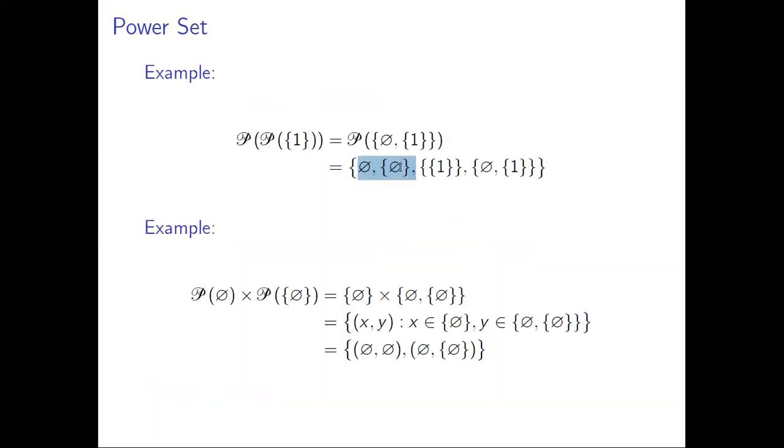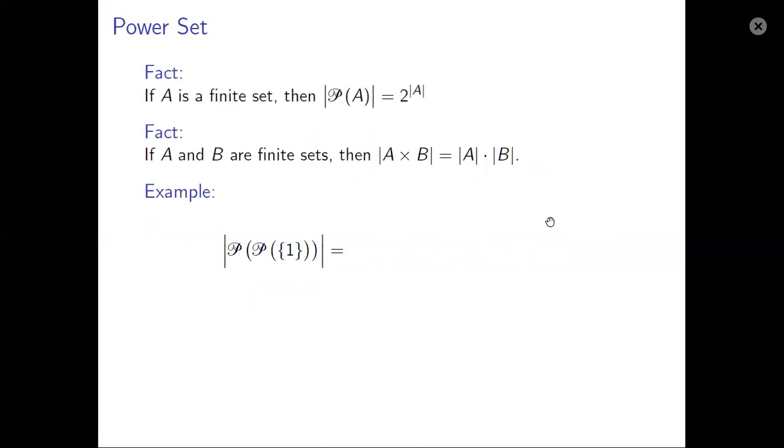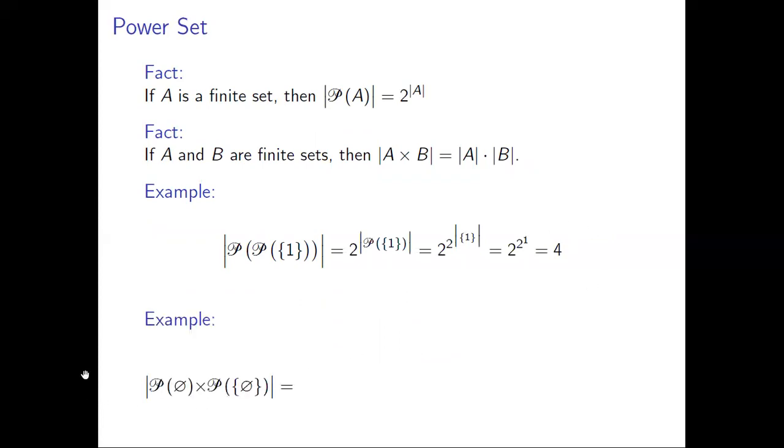Here was our answer before. Let's count the elements. This is one element, this is the second element, this is the third element, and this is the fourth element. So indeed, there are 4 elements in the answer. Okay, that's good. Now let's do this example.